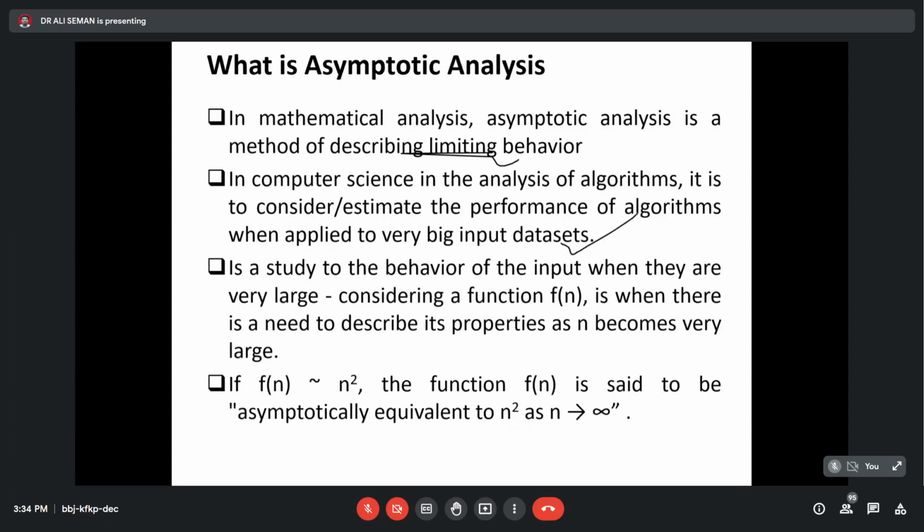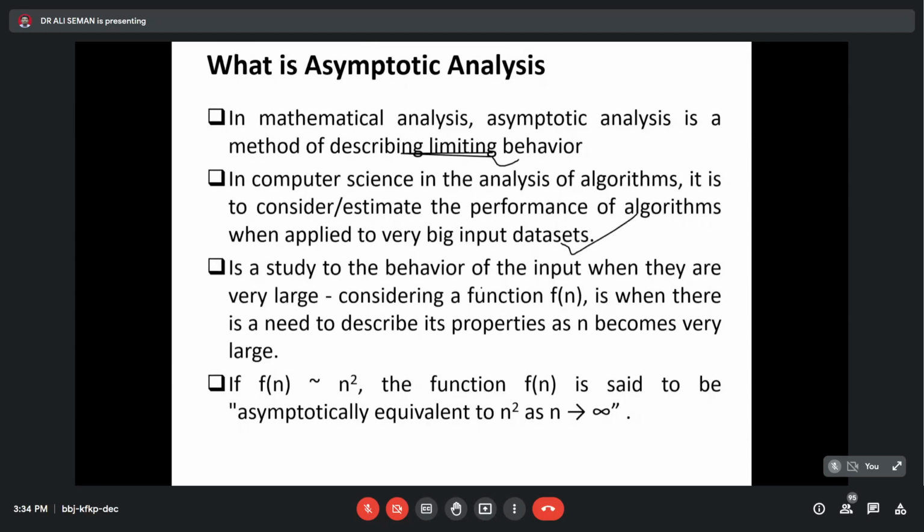So maybe when you are doing your FYP, you just use very small data, a small input size. So there's no issue. But if you increase the data, like nowadays we have big data, right? This is the issue of the analysis: whether the algorithm is efficient or not.